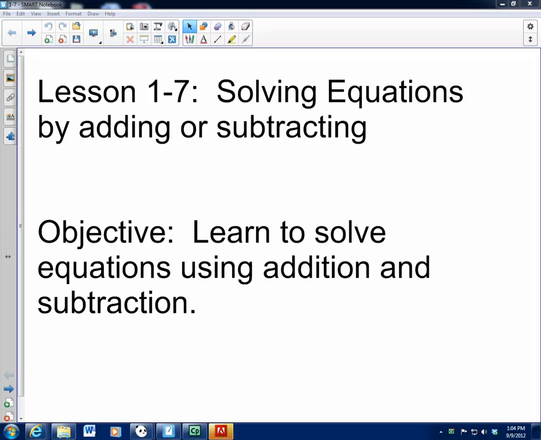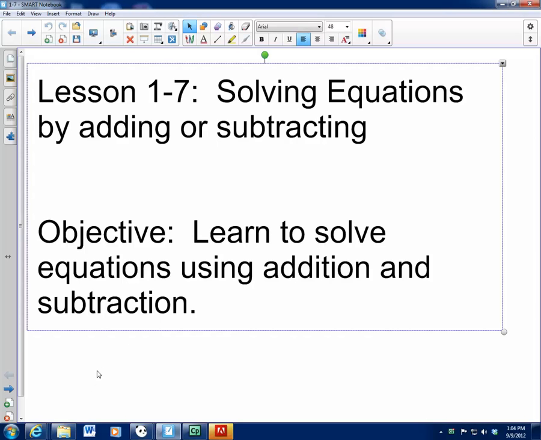All right, let's go ahead and take a look for our lesson for today. Today we are going to be talking about solving equations by adding and subtracting. Our goal for today is to solve equations by adding and subtracting.